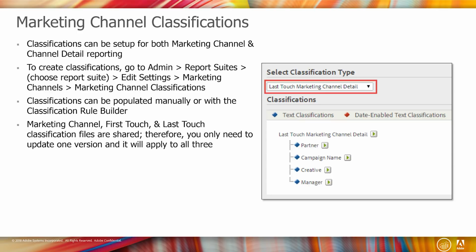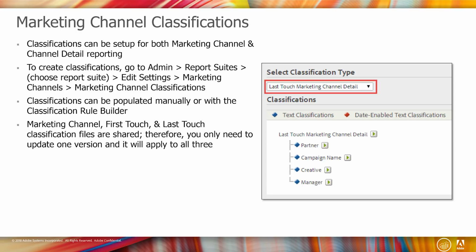The last piece around marketing channels to go through is marketing channel classifications. So this is possibly one of those items that you may not be aware of: you have the ability through your admin console to actually apply classifications to all three of the different types of marketing channel dimensions. That's marketing channel, first touch marketing channel, last touch marketing channel, as well as all three of those for channel detail. So that means marketing channel detail, first touch marketing channel detail, and last touch marketing channel detail.